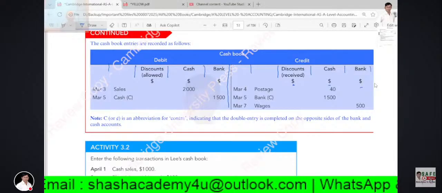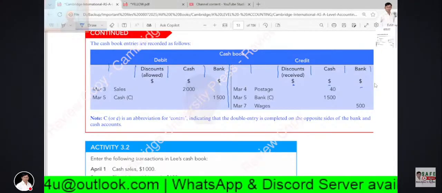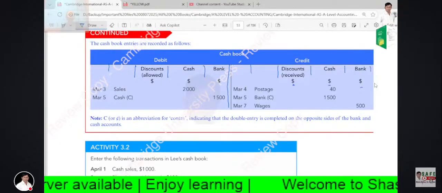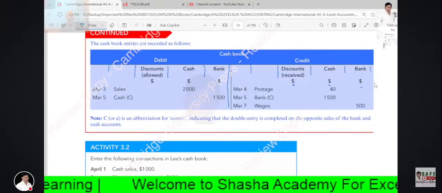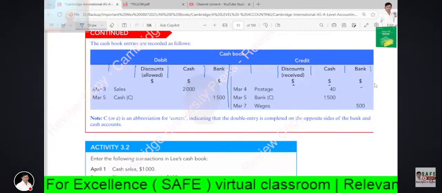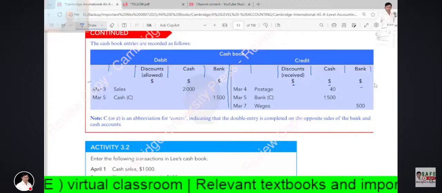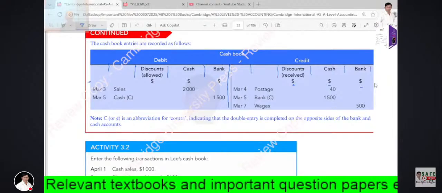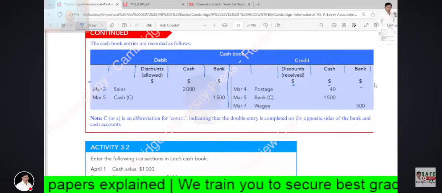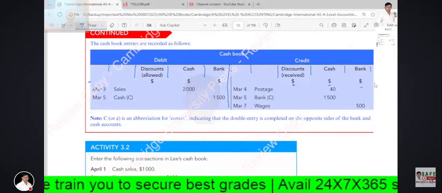First you write the format. This side cash book, this side is debit, this side is credit. Then the date and your particulars. First you write this till here. Copy it as it is. This is the way you have to write. Then we will start working out this question.